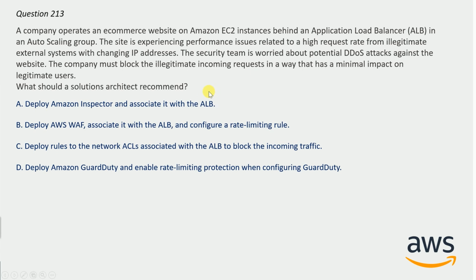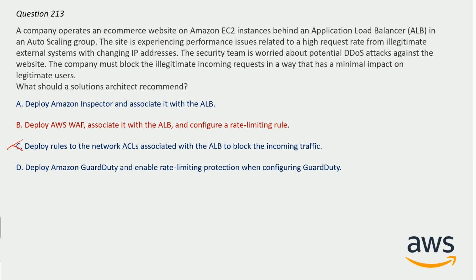So the correct answer here will be option B. Deploy AWS WAF, associate with the ALB and configure a rate limiting rule. Because the IP address is changing continuously here, NACL cannot be used. So this option is eliminated.